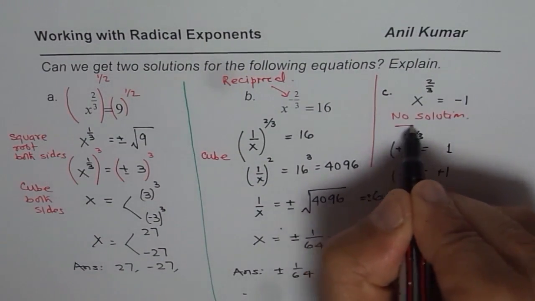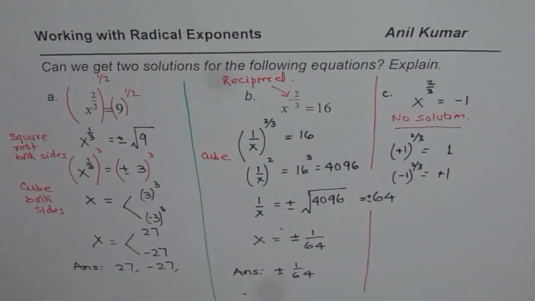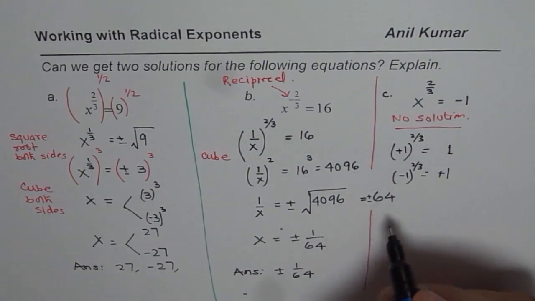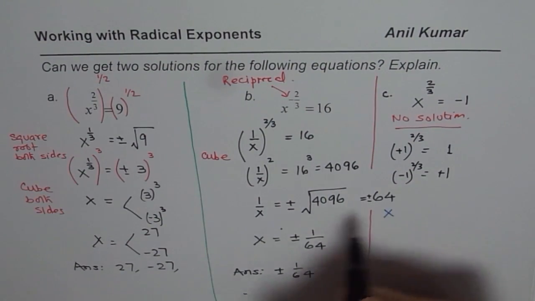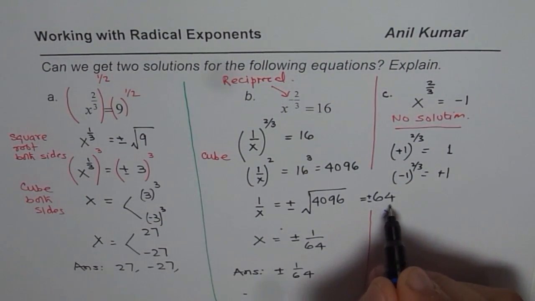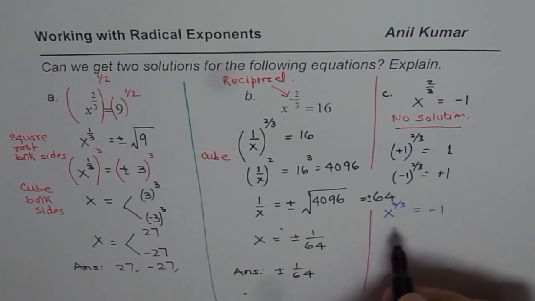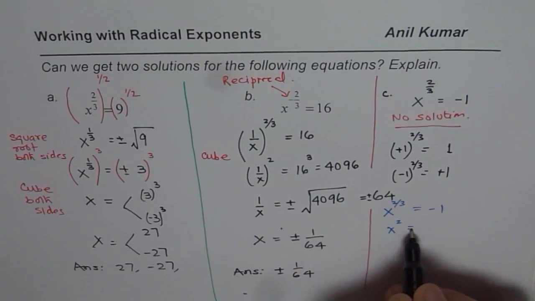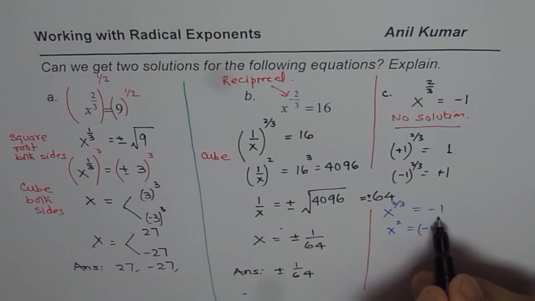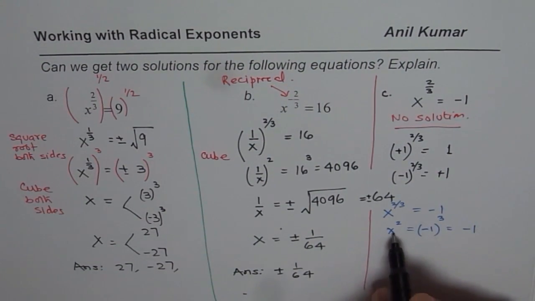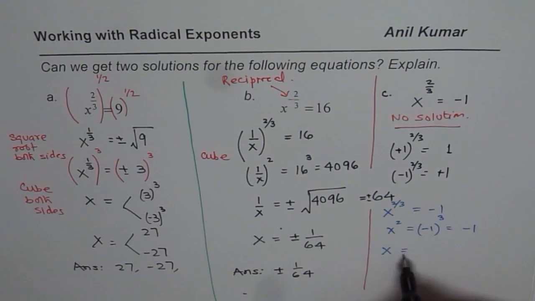We can actually show it. Let me share with you how to find whether this is no solution or not. So what we will do is, we'll again solve as we did these two. We have x to the power of 2 over 3 equals minus 1. Let us cube first. Then we have x squared equals minus 1 cubed. Cube of minus 1 is minus 1. And now to get x, we'll square root. Whenever you square root, you have to write plus and minus.